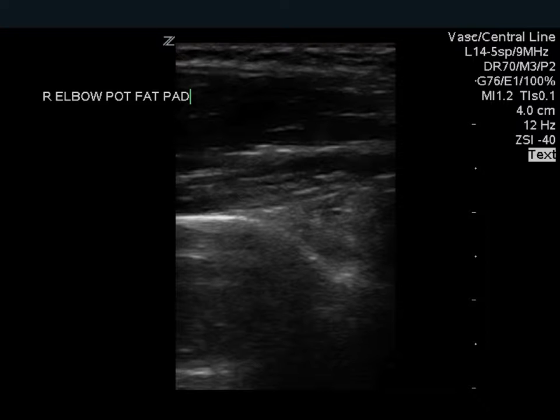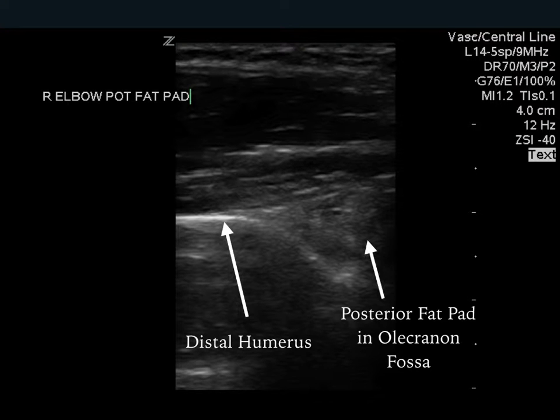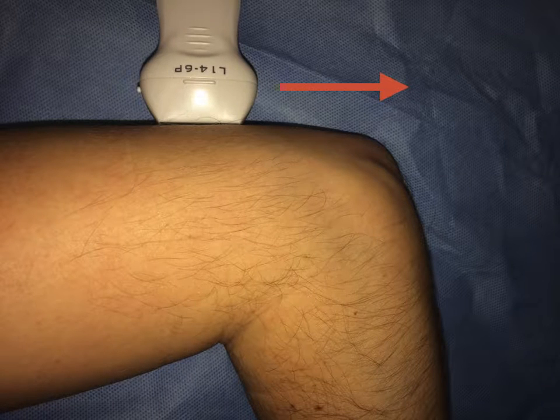The key anatomic structures to identify on this image, which is our area of interest, include the distal humerus, the posterior fat pad in the olecranon fossa, and the triceps muscle with overlying subcutaneous tissue. To help orient yourself to what you will see on screen, think of the distal humerus in this orientation. On the screen, you will see the bright white horizontal line, which is the posterior humeral cortex. As you slide distally, or to the right, you will see it gradually drop to the bottom of the screen, and this is the olecranon fossa.